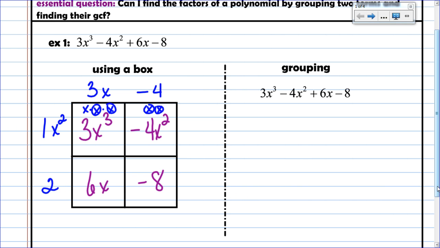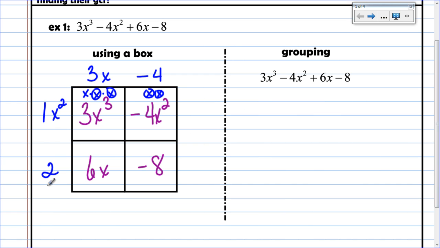So those are my factors. My answer becomes 1x squared plus 2 from this side of the box, times 3x minus 4 from up here, this part of the box.